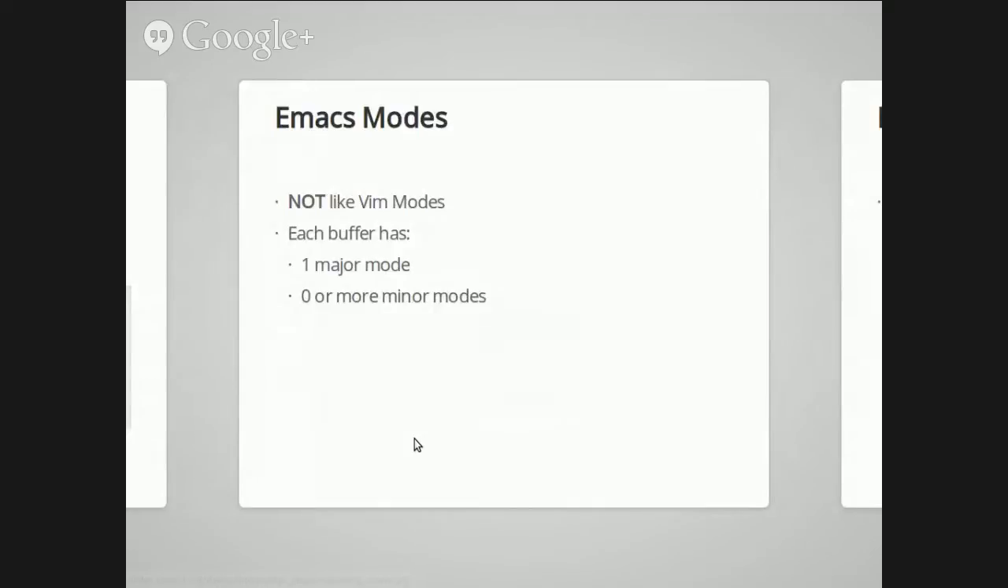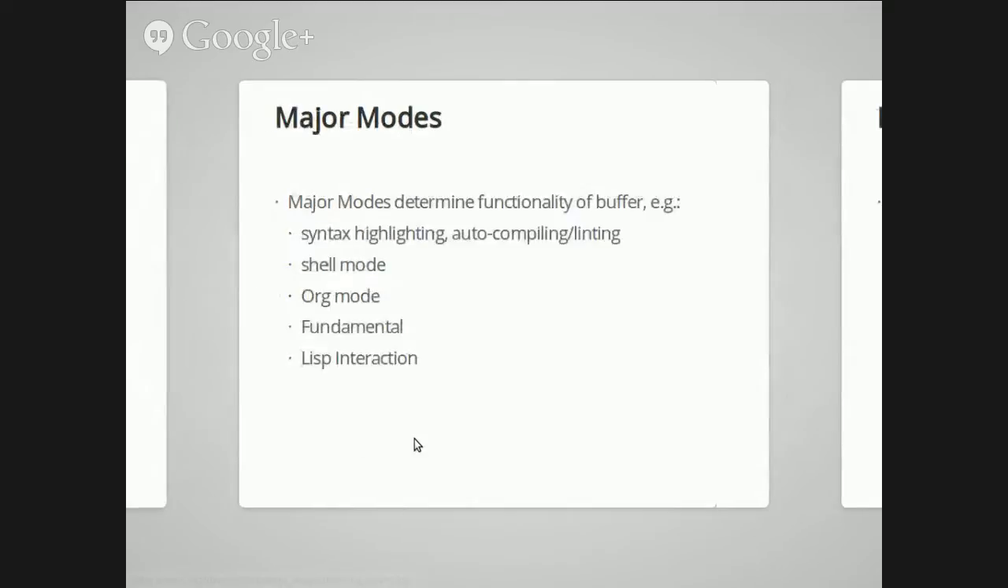Emacs does have a concept of modes, but it's not like Vim modes. In Emacs, every buffer gets a major mode, exactly one, and zero or more minor modes. Instead of changing how you're editing the file, modes change how Emacs works with the file. For example, most programming languages have a major mode in Emacs, and they provide syntax highlighting and other useful features to work with the different files. They also do auto-compiling and linting. We'll talk about that later.